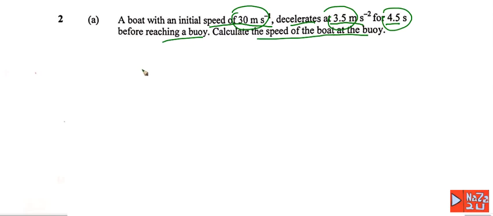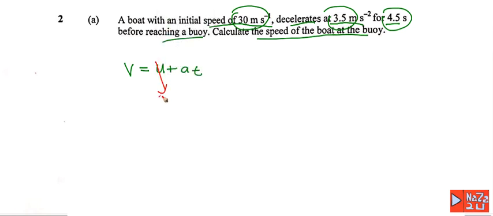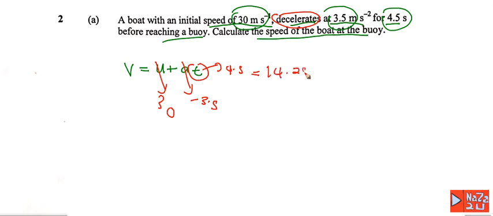To calculate the final speed, or the speed of the boat at the buoy, you can use v equals u plus at. The value of the initial velocity is 30, and the acceleration here is 3.5, but because this is a deceleration, you must use negative 3.5, and the t here is 4.5 seconds. So the final answer for v is 14.25 meter per second.